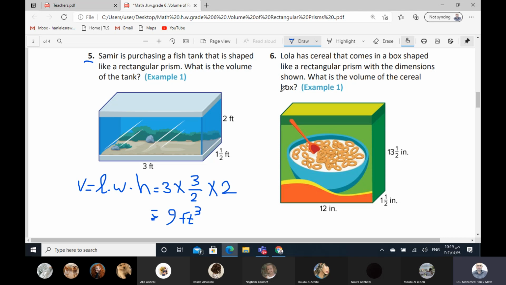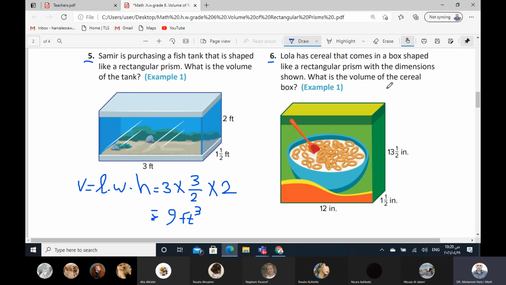Thank you. Who can read exercise number 6? Can I read it please? Okay, Naga. Lola has cereal that comes in a box shaped like a rectangular prism with the dimensions shown. What is the volume of this cereal? Okay, thank you, Naga.